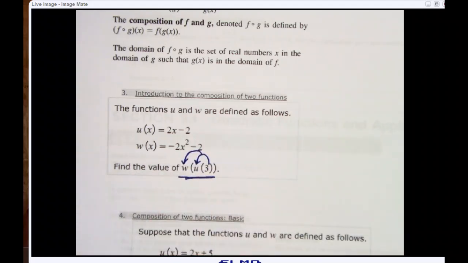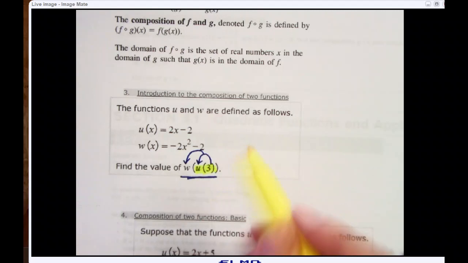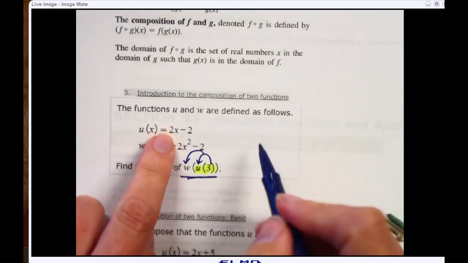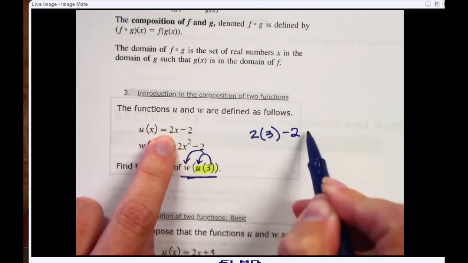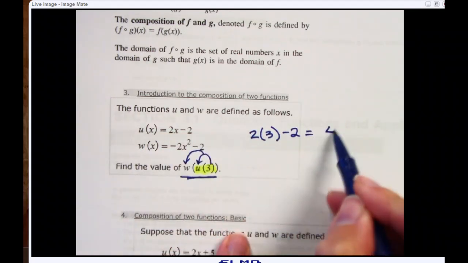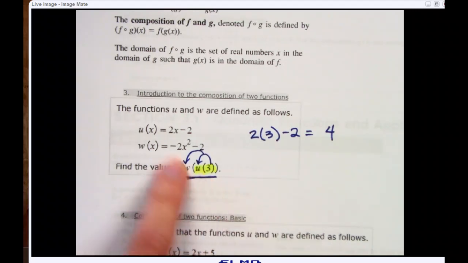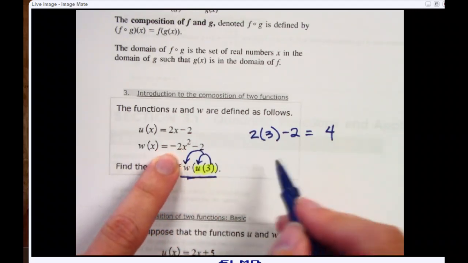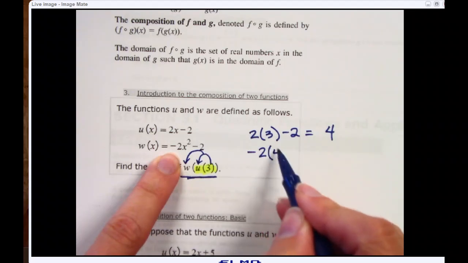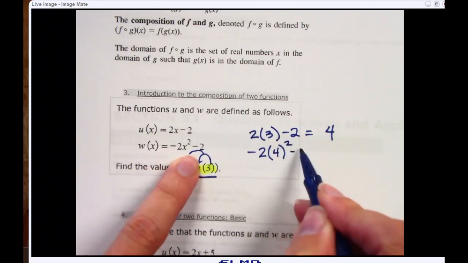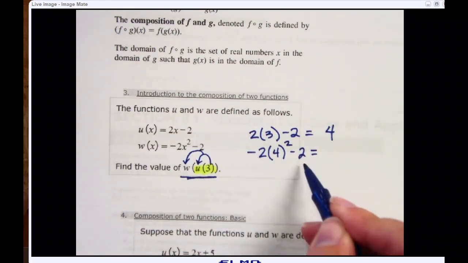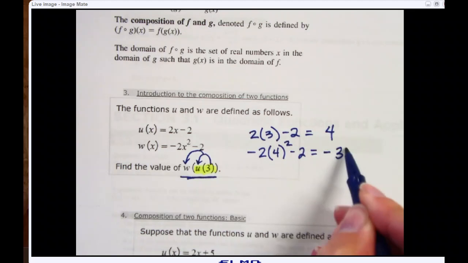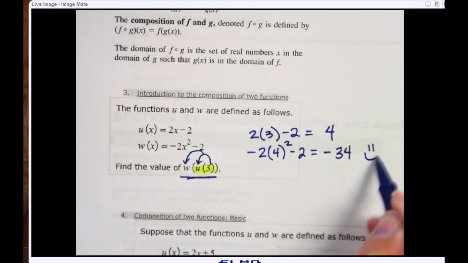So start on the inside. It says plug 3 into u, which is right here. 2 times 3 minus 2 is 4. Now we're going to take that 4 and we're going to plug it into w. Negative 2, 4 squared, minus 2, 16, negative 32, negative 34? Yeah. Thank you. I was questioning myself.